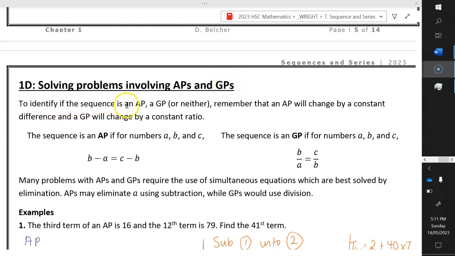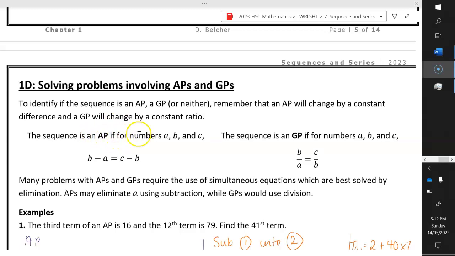To identify if the sequence is an AP or a GP, because sometimes they're neither, remember that an AP will change by a constant difference. So you're adding or subtracting the same amount as you go along. And a GP will change by a constant ratio, as in we will be dividing, or generally we'll just say multiplying by a particular amount as we move along.